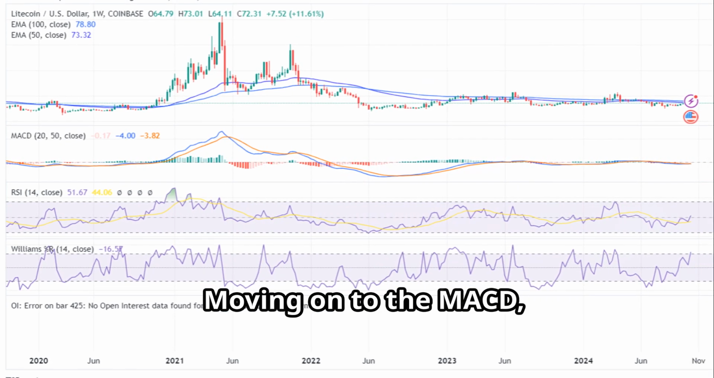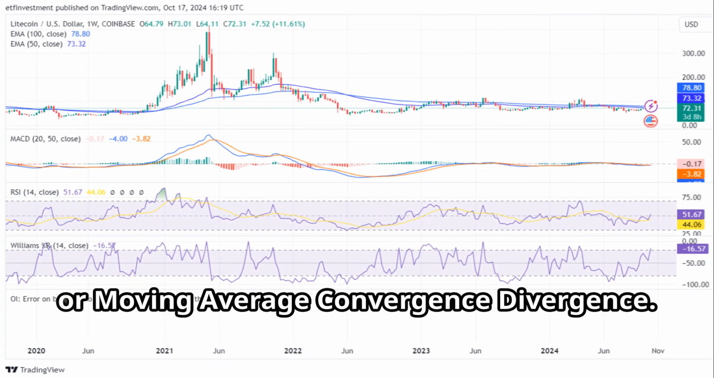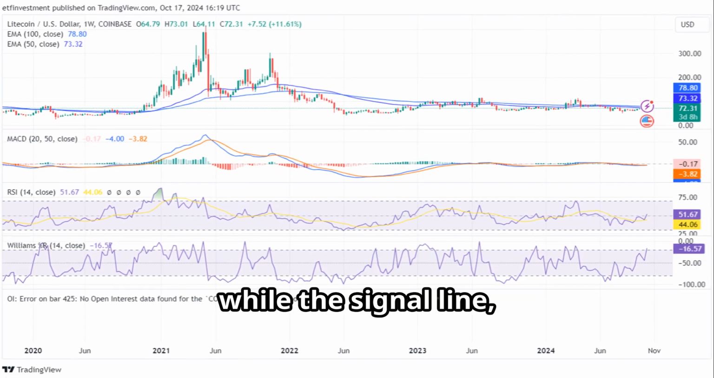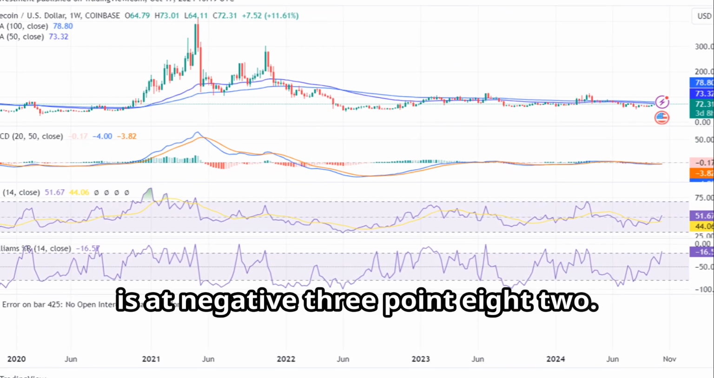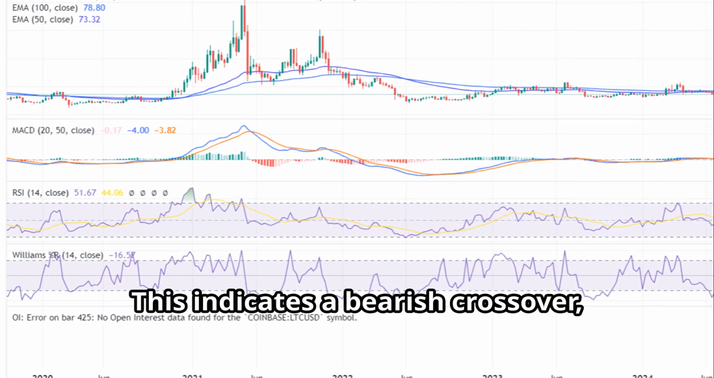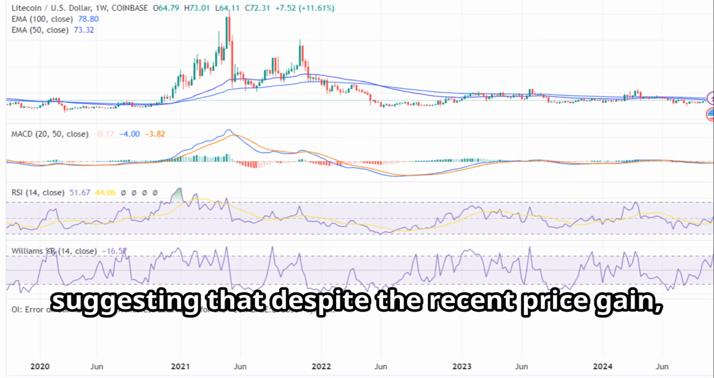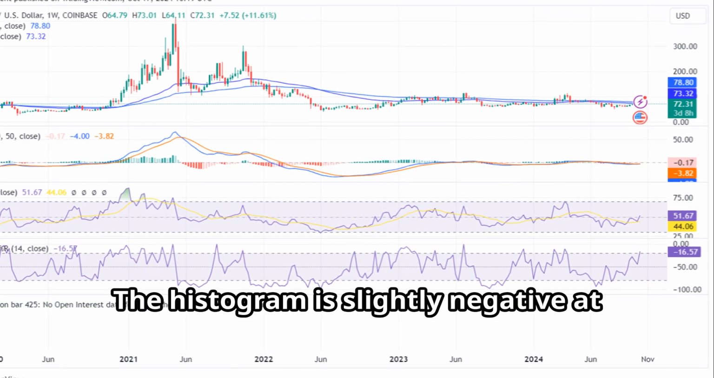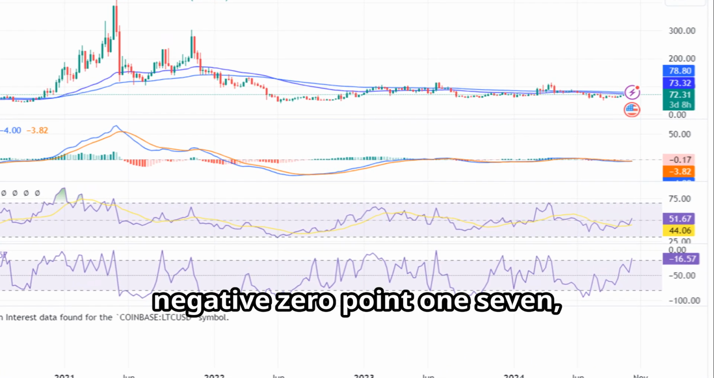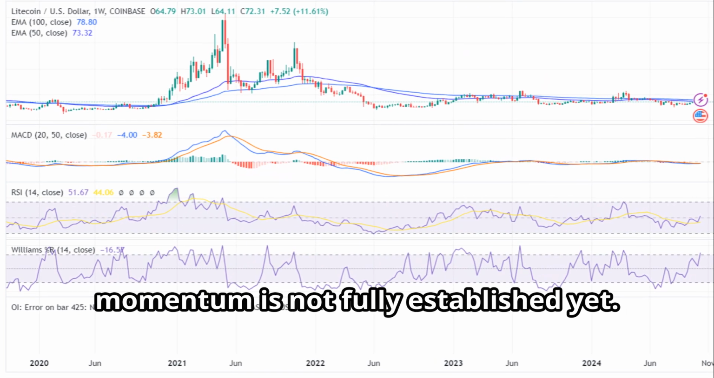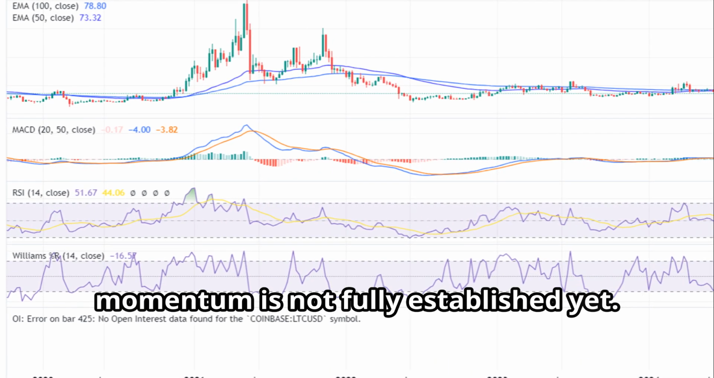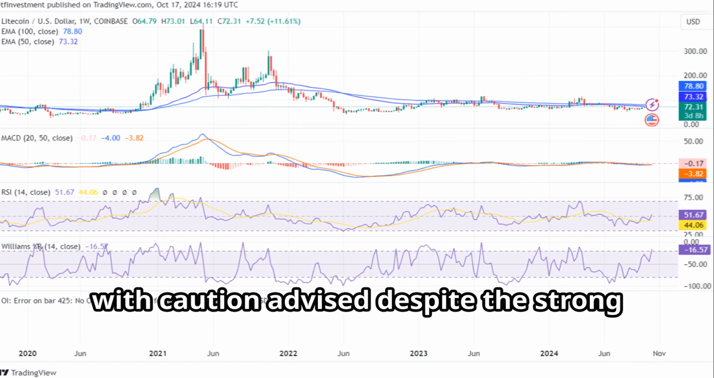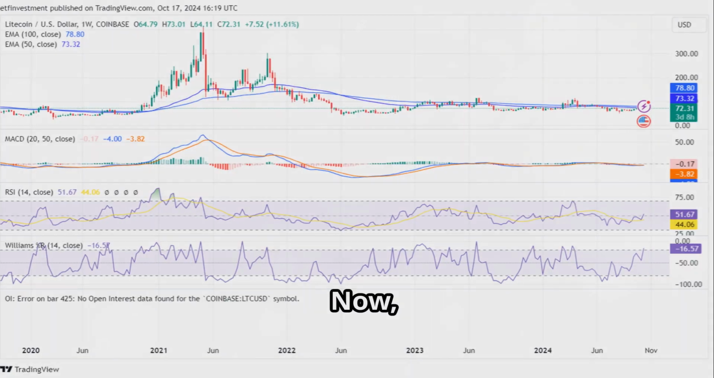Moving on to the MACD, or Moving Average Convergence Divergence. The MACD line, which is blue, is at -4.00, while the signal line, which is orange, is at -3.82. This indicates a bearish crossover, suggesting that despite the recent price gain, momentum remains weak. The histogram is slightly negative at -0.17, further confirming that the bullish momentum is not fully established yet. This small histogram suggests that Litecoin is in a transition phase, with caution advised despite the strong price gain.